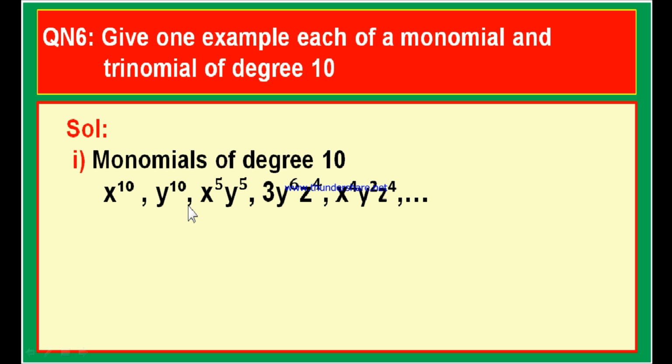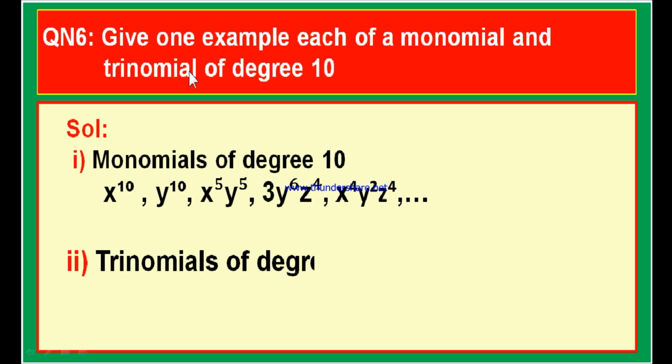You see, in all these cases, all are monomials and all have degree 10. Therefore, these are the examples for monomials of 10th degree. You may write some more examples also. Now, second bit. In the second bit, you have to give an example for a trinomial of 10th degree.